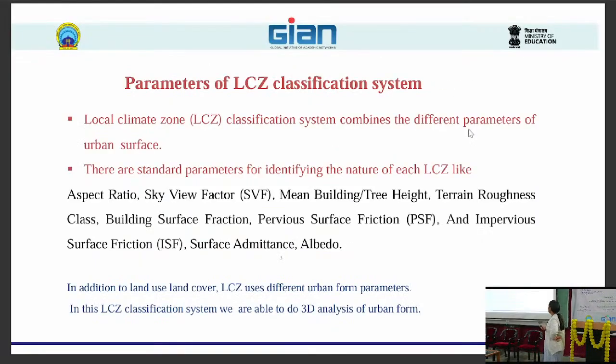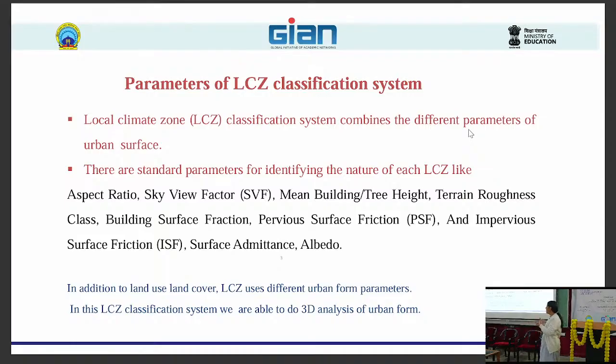Okay. When we are categorizing these LCZs, how did we start? Because there are many parameters. We can just visually see that we were talking about the building height, mean height, and aspect ratio. What is the height divided by the width, or the distance between the two buildings? That is what aspect ratio is.